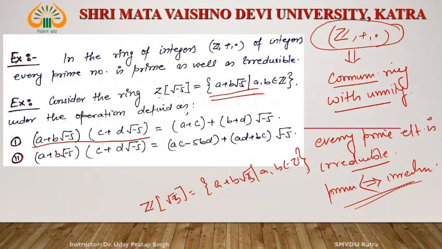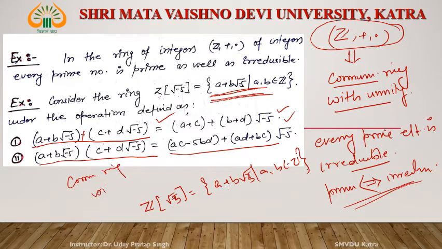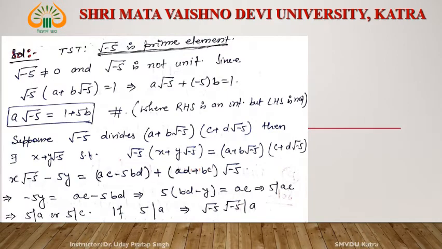Then this Z square root of minus 5 is a commutative ring with unity with respect to these two operations. The addition operation is defined as follows, and the multiplication operation is defined as follows. So with respect to these two operations, this Z square root of minus 5, containing these types of elements, is a commutative ring with unity. Now let us see, if any element of this is prime, whether prime and irreducible are the same. Now let us see the example of a prime element.